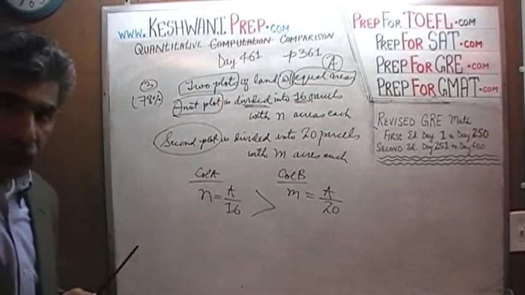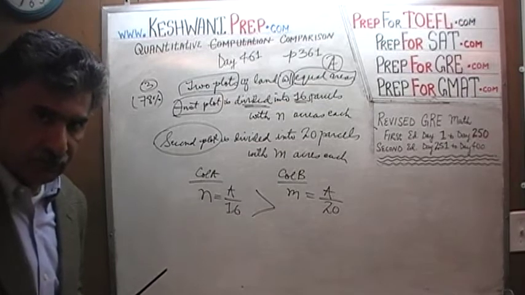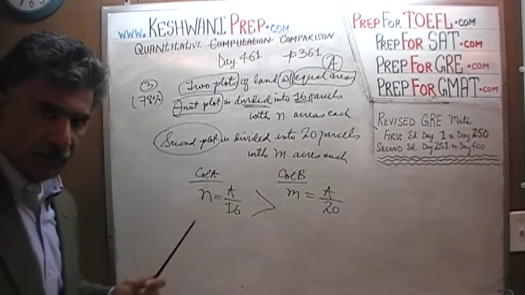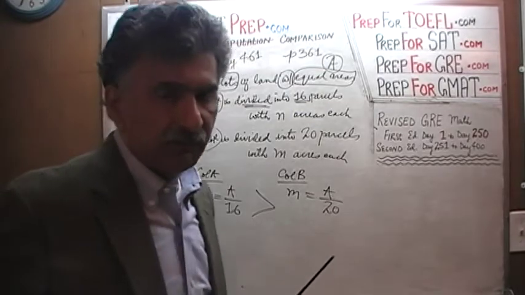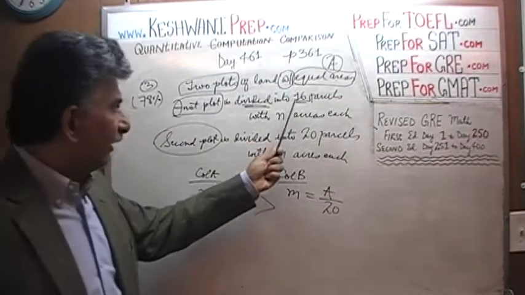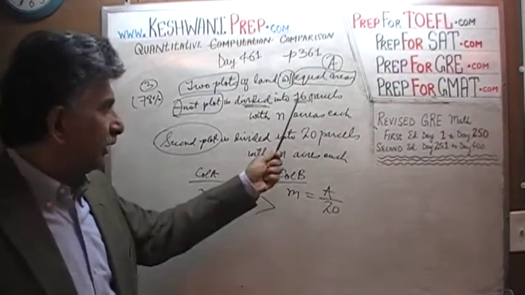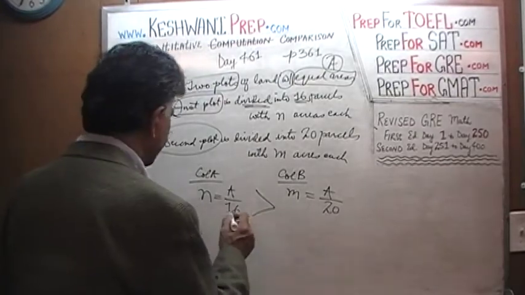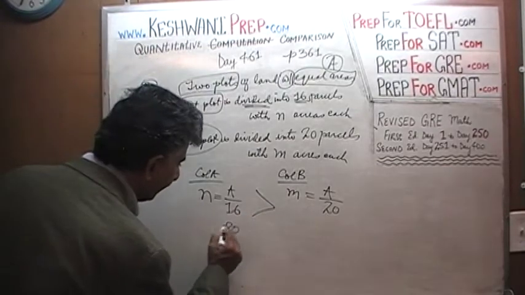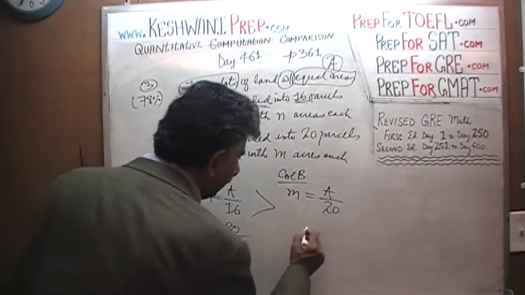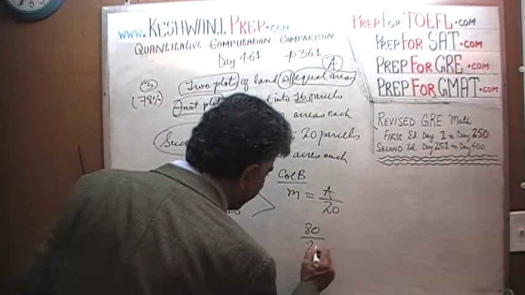Now, if you don't like what we just did here, if it makes it easier for you to see this problem in concrete terms, think of some number that you know you can divide easily by 16 and 20. Any number that you can divide by 16 and 20 would do the job. For example, we can pretend that A is 80. So we have 80 acres divided by 16, and here we have 80 acres divided by 20.